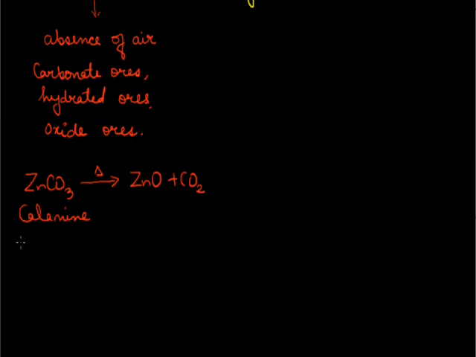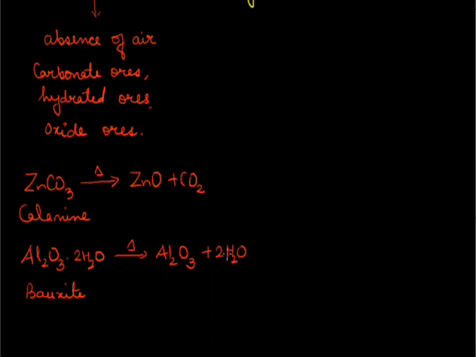Similarly, we can take any hydrated ore like Al2O3.2H2O, which is the ore of aluminium called bauxite. It is heated. It converts into Al2O3 aluminium oxide, giving out water. The main purpose of calcination is to convert the ore into the corresponding oxide. This is the primary function, primary aim of calcination.